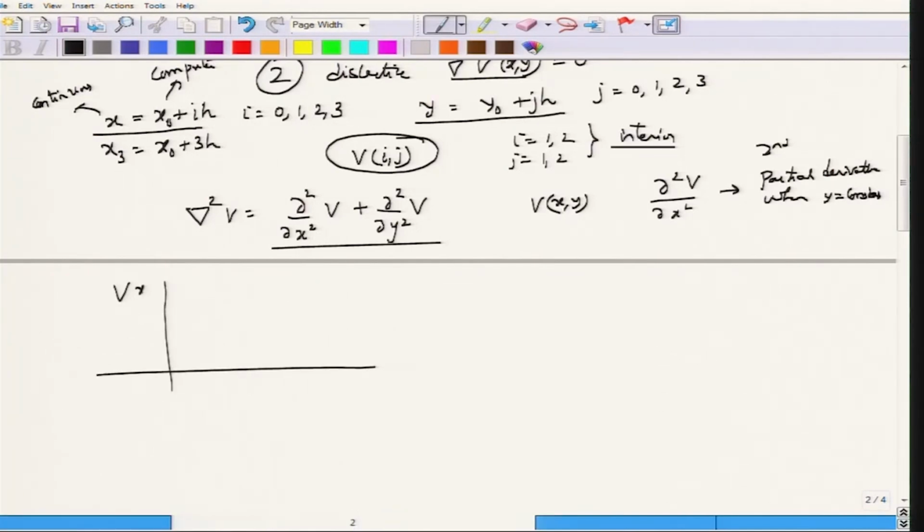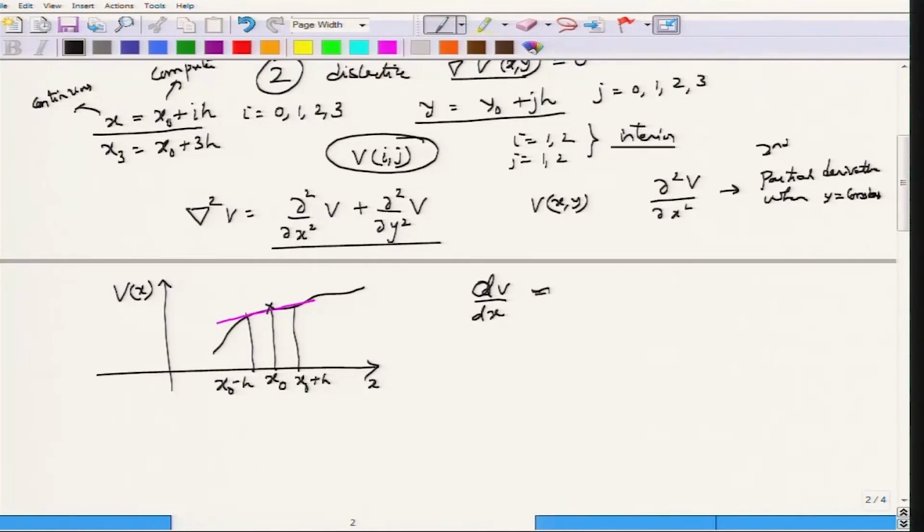Let us take the simplest case of the single variable v of x. Let us assume that v of x is some function. Then if this function has a certain form which is a continuous function, let us say I pick a point x0, and an additional point x0 plus h and one point to the left, x0 minus h, then what I am trying to find by dv by dx is the slope of this one at the point x0.